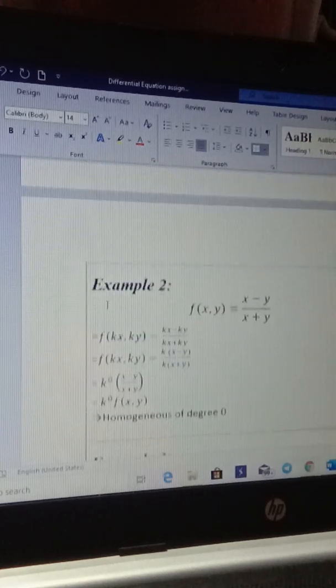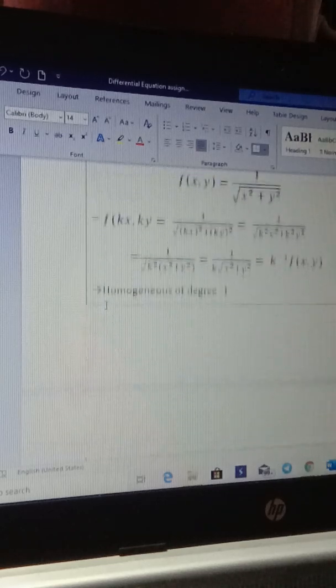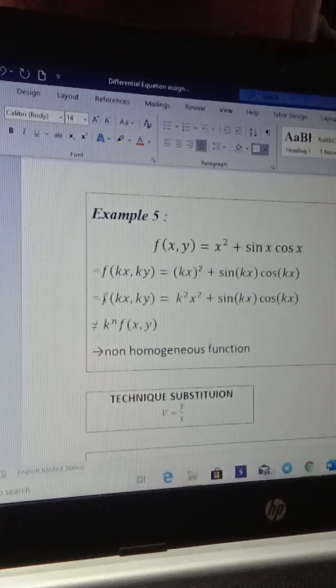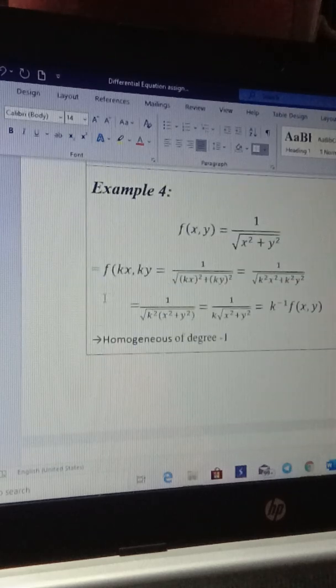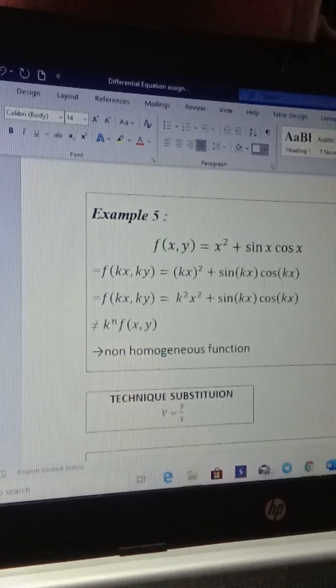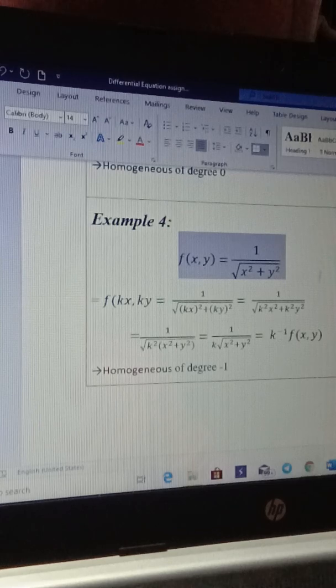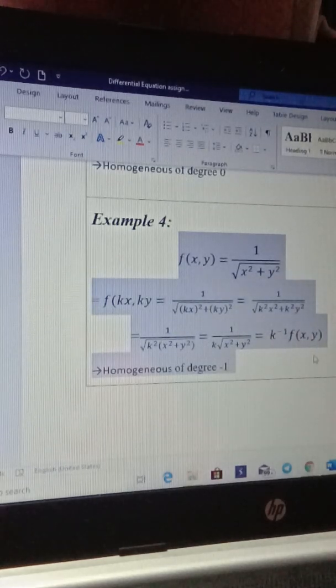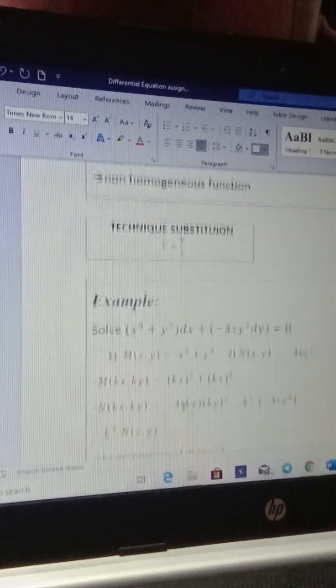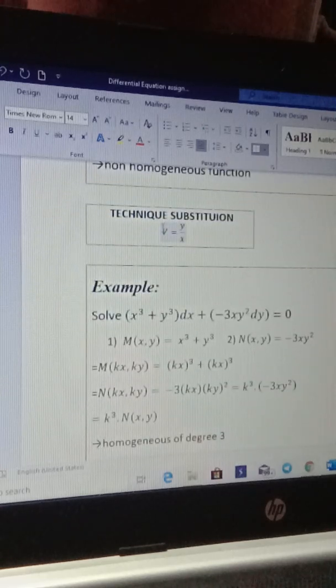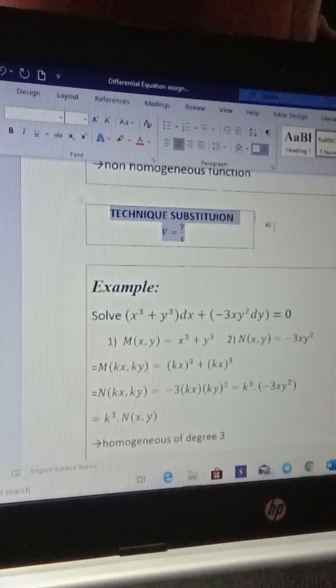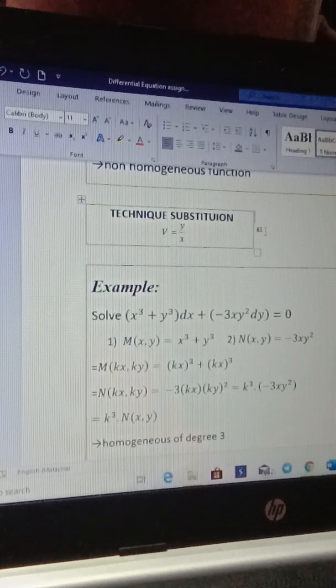And the third, let's look first into the homogeneous function. The other example is the same, we just put k into the function, but to solve the question, we need to use the substitution technique, which Dr. Ma has explained in the last class, I think.